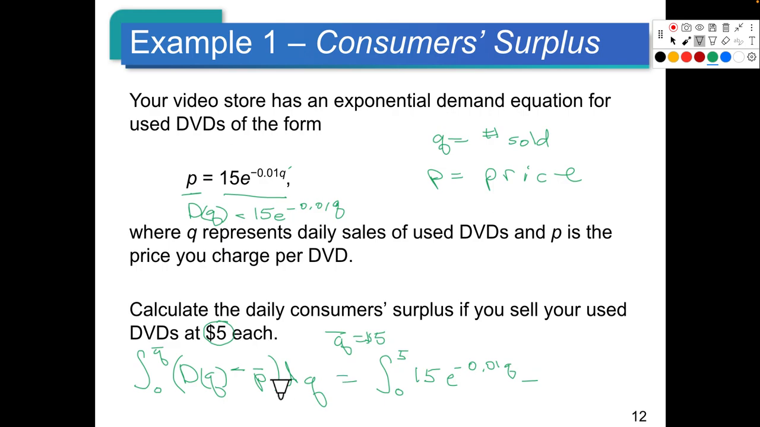Minus P bar, right? How do you think we get P bar? The average price. We got Q bar, right? Remember, P bar goes with Q bar. So we're going to plug Q bar into the function. P bar is equal to 15 e to the minus 0.01 Q bar, which is 5. We just plug it in. And now we need our calculator.